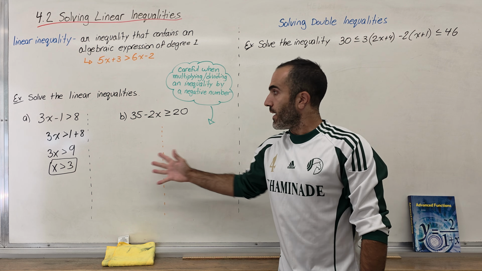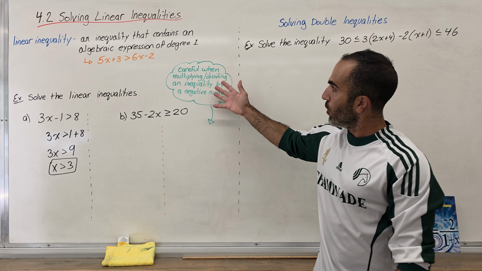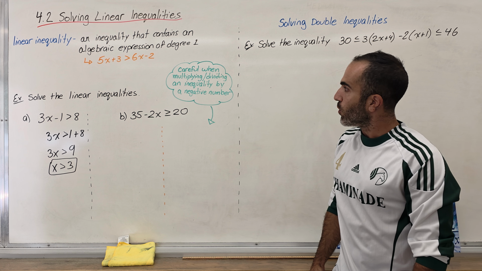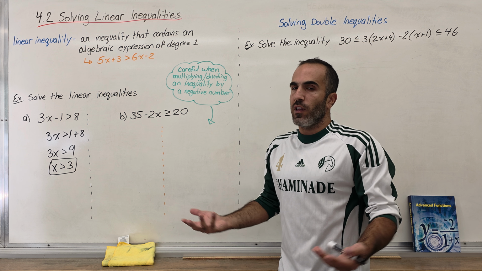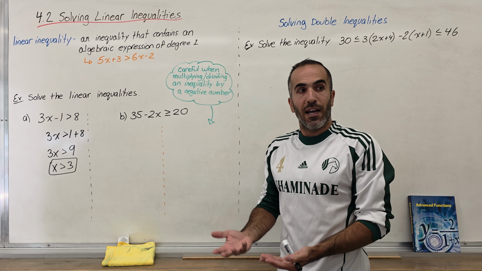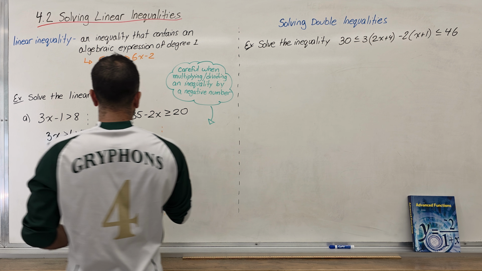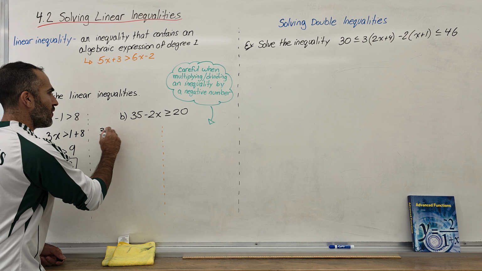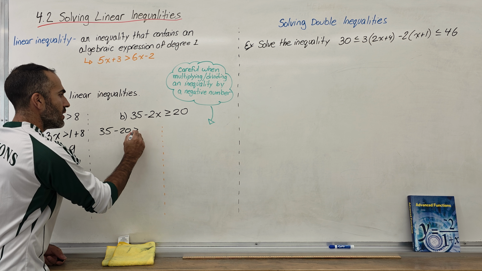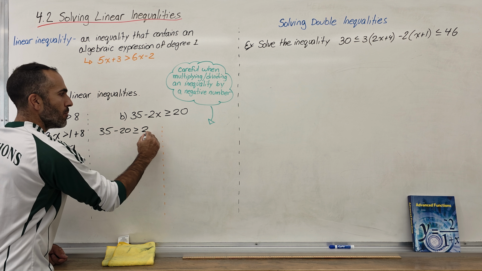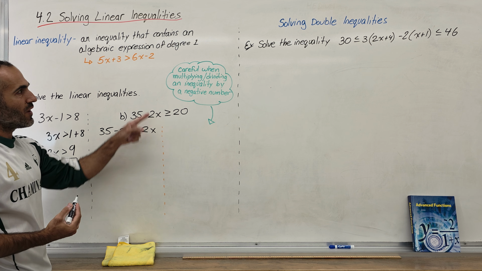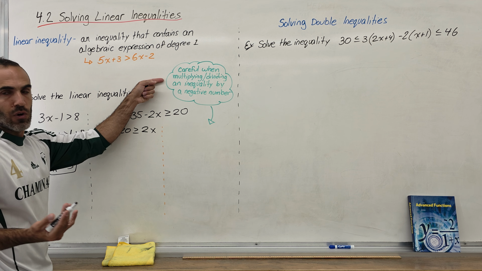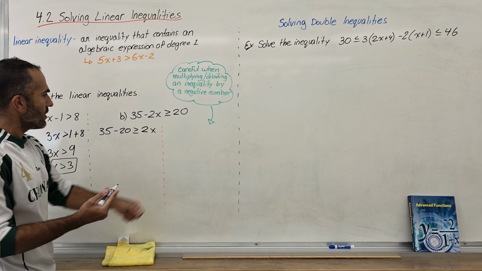Okay, a problem that you might encounter is when you have a negative sign. So I put a little note here. Careful when multiplying and dividing an inequality by a negative number. So if you can help it, move the negative, like you would in an equation, to the side where it's going to be positive. So that's what I'm going to do at first. I'm going to say 35 minus 20 is greater than or equal to positive 2x. So I move the 2x to make it positive because I want to avoid this. You don't have to though. I'll show you how not to next.